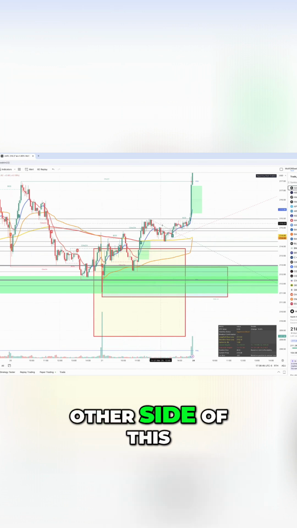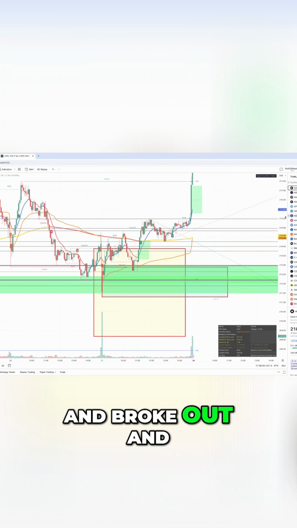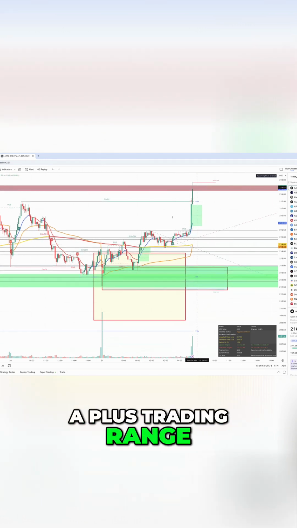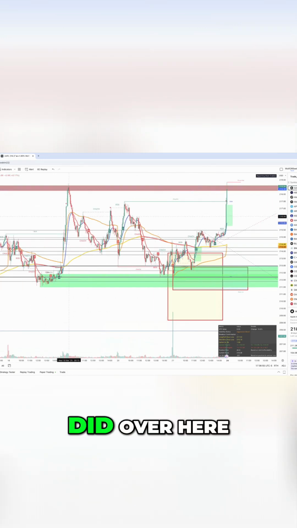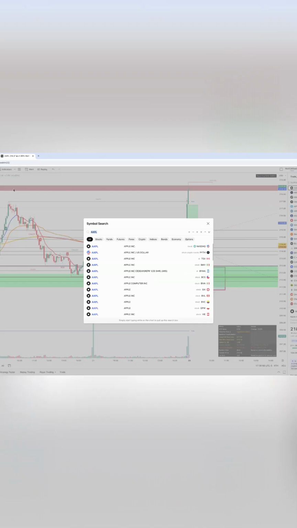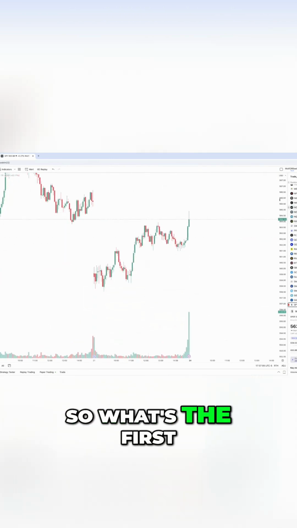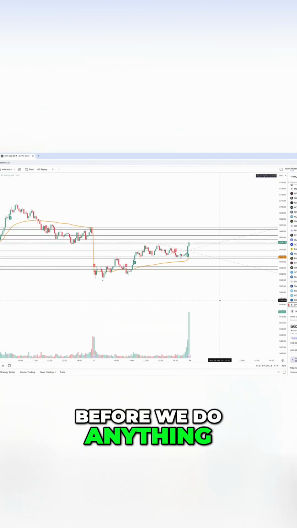All this on the other side of this trend line is liquidity to be grabbed, and we pushed up and broke out, and we got into the A plus trend range and shot up. Did exactly what we did over here, basically. All right, so let's look at the SPY. So what's the first thing we're going to do? Before we do anything, we're going to flip to what?